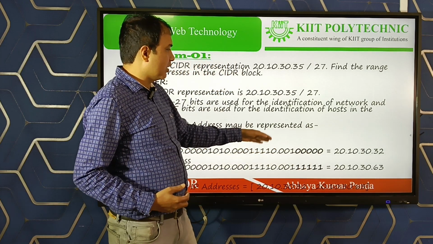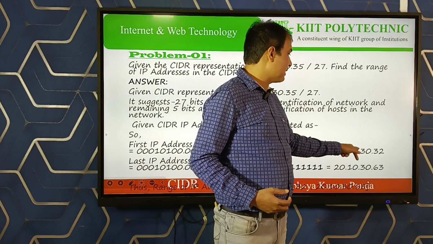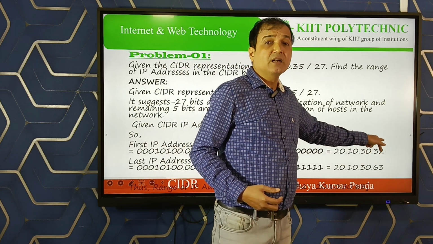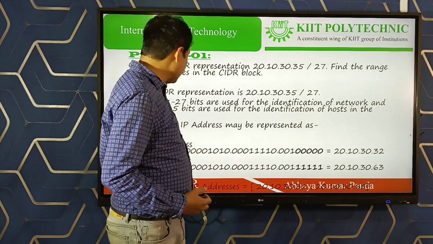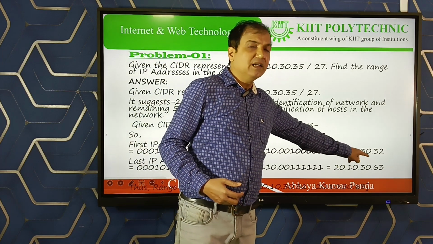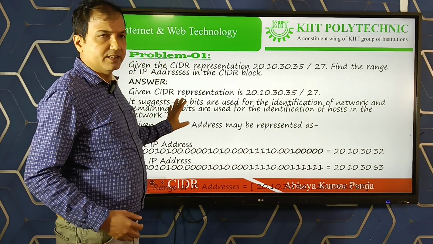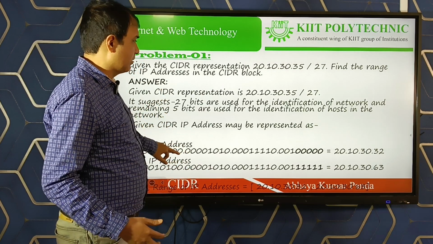If we convert to the dotted decimal format, the starting IP address of that block is 20.10.30.32, and the last IP address of that block is 20.10.30.63. Is it clear? Next, we will solve another type of problem.